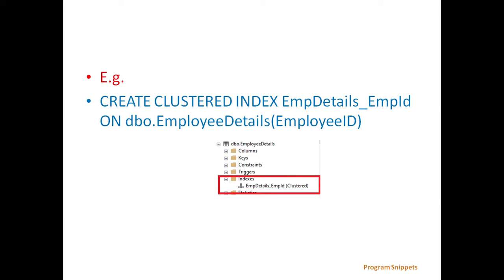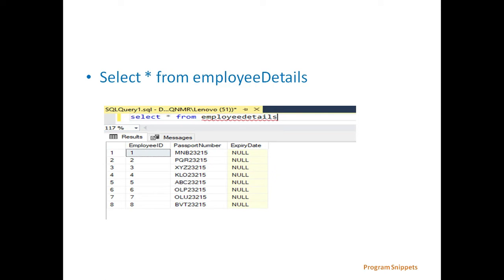Now I'll create a clustered index on the employee details table. So we'll use the command create clustered index. We will give the name of the index as emp details underscore emp id on dbo employee details, and the field is employee id. To check the clustered index created, open SQL Server Management Studio and under indexes you will see the index employee details underscore employee id, clustered. And when we give select star from employee details, it will display the records in ascending order of employee id.